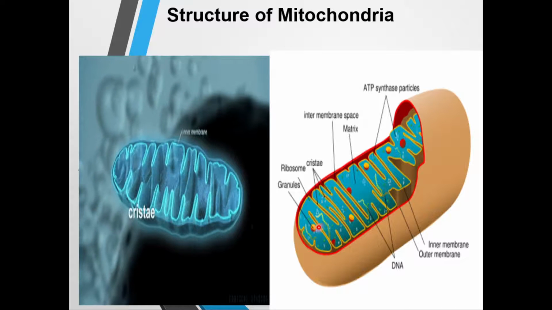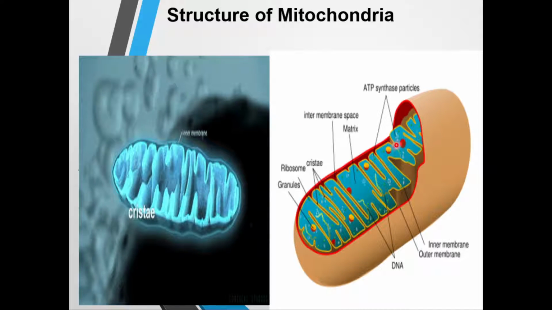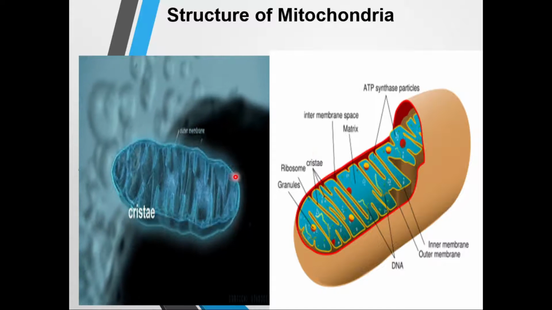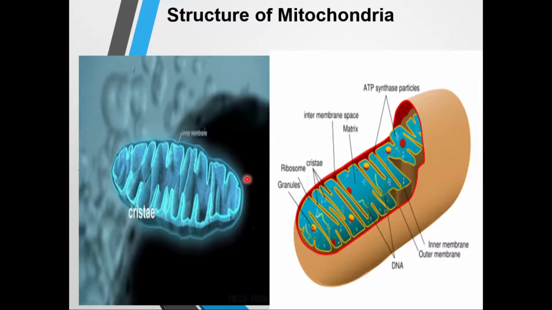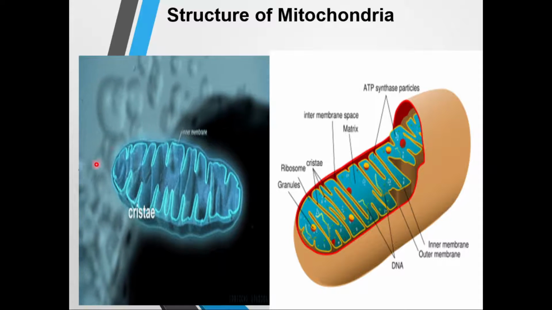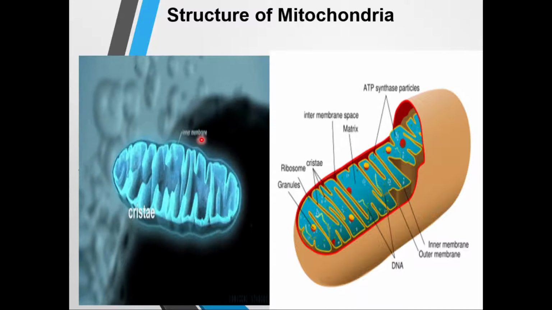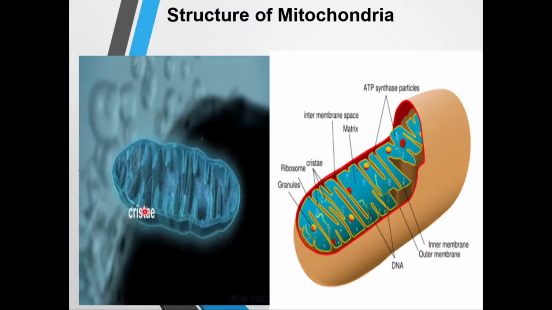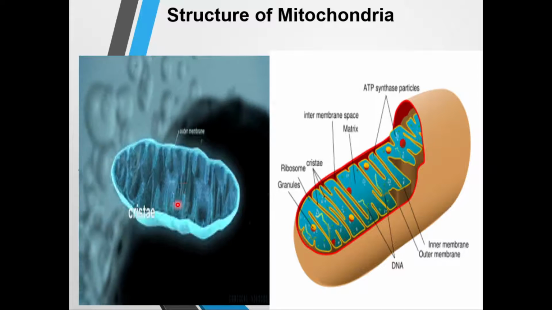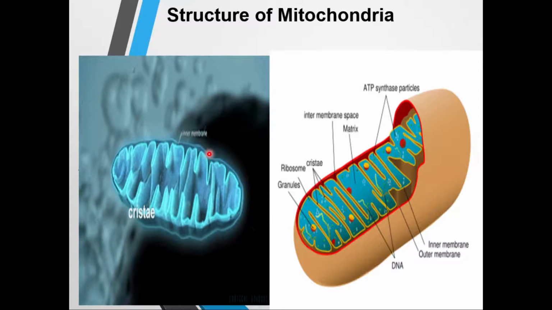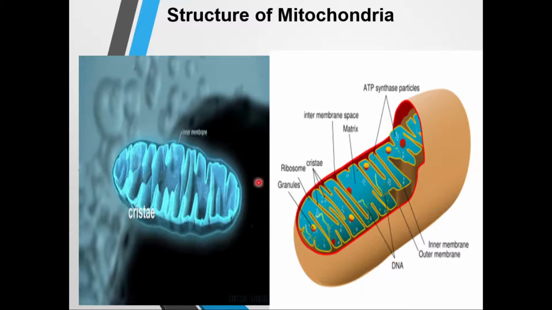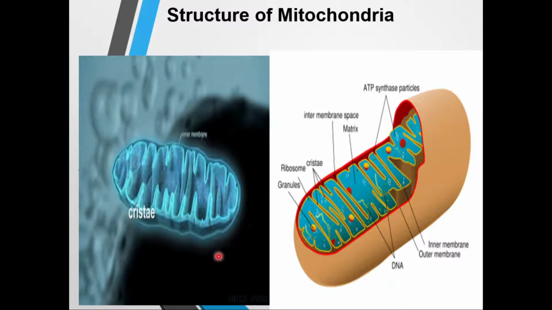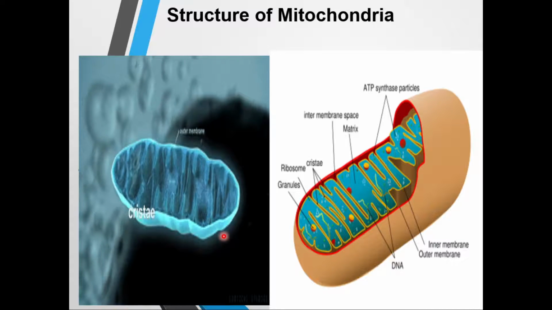Now see here the diagram I have given. This is the animated diagram of a single mitochondria in the cell cytoplasm. See here the inner membrane is there, cristae are there, these finger-like projections are cristae. This is the inner membrane, this is the outer membrane. This type of animated structure is shown by me in this diagram.